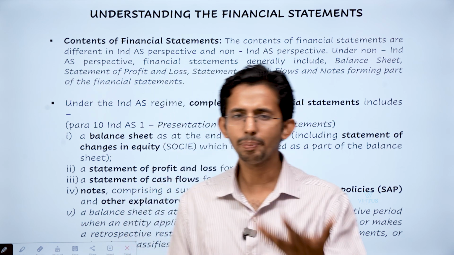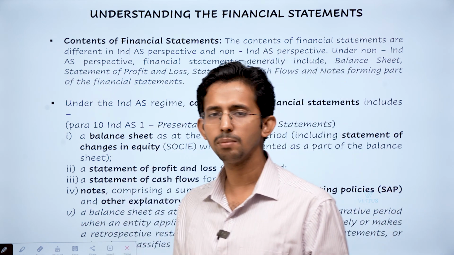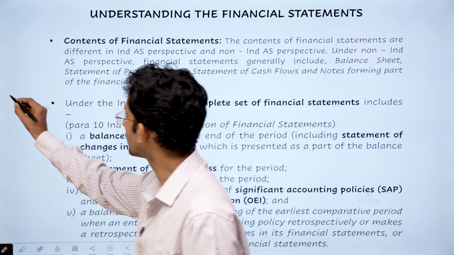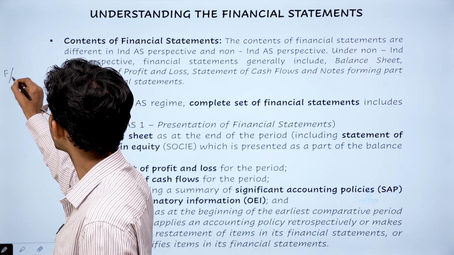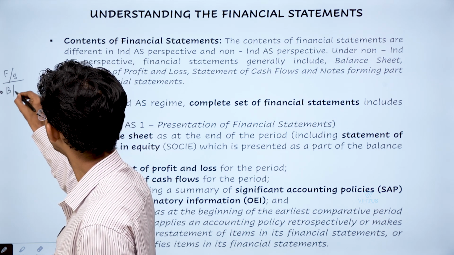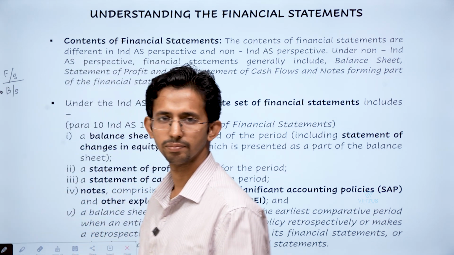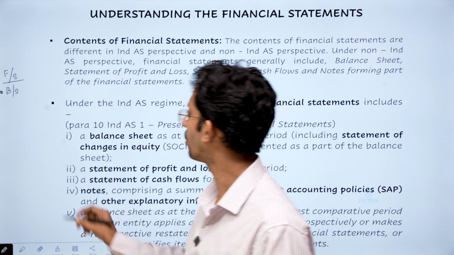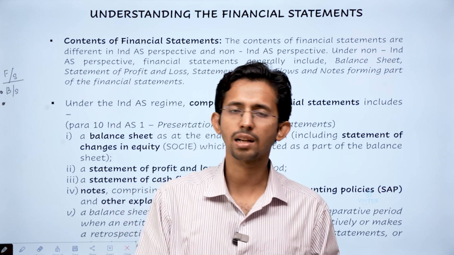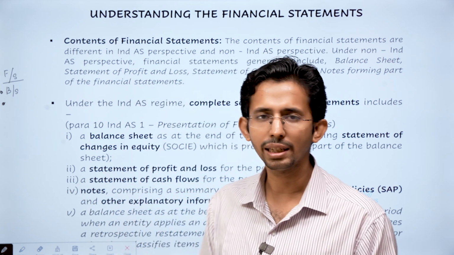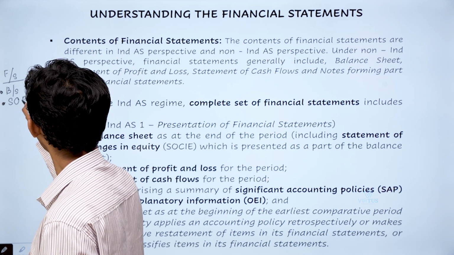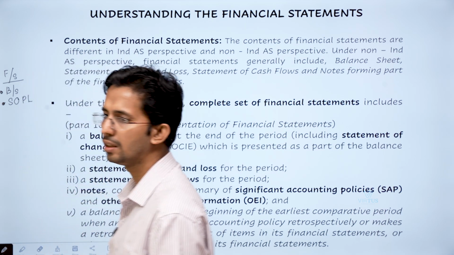Now, typically in a non-Ind AS regime, or as per our local AS regime, what all things do financial statements include? Financial statements will include your conventional balance sheet. Yes, you all are very clear about it. The next one is the conventional profit and loss account, and in case of Schedule 3 its name is statement of profit and loss. I will write it as SOPL, statement of profit and loss.